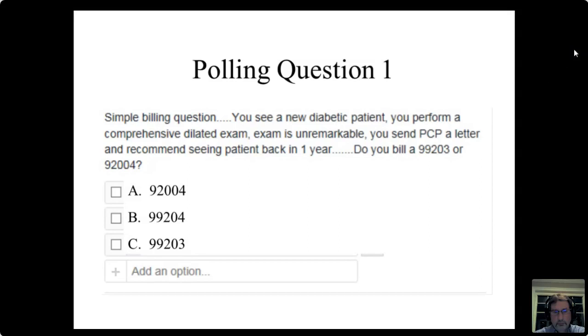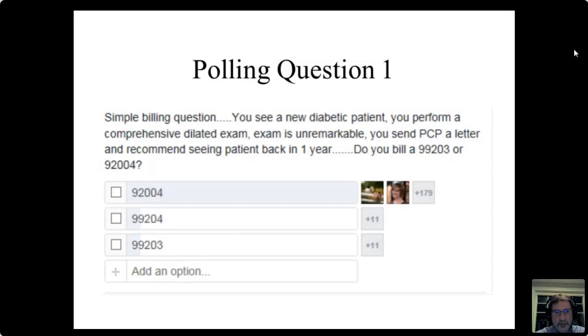Steve, with that being said, I think it's enough time for the poll. It's kind of slowed down here a little bit. 61% said 92004. 16% said 99204. And then 21% did 99203. Okay. And actually, you'll see on the website or on the social media site, really similar kinds of results. Definitely very heavily weighted toward the 92004.